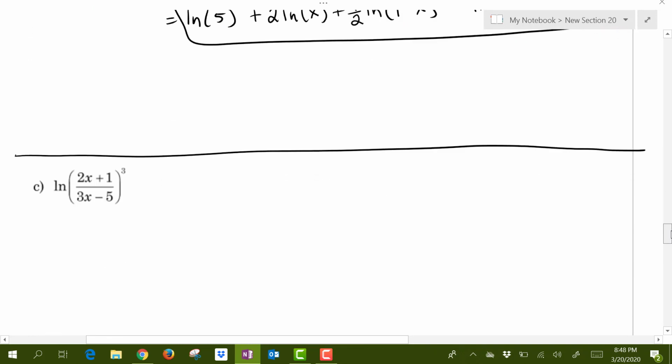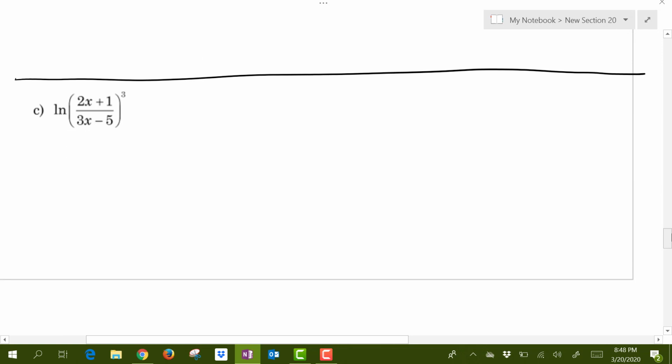Alright, our last example of expanding. We have natural log, we have a fraction, and what we notice here is that everything in that fraction is raised to the power of 3. So one thing that I could do here, and I could do this a couple of different ways, I would be allowed to actually bring that 3 out to the front of the log now if I chose. There's no radicals this time, so I don't have to worry about that.